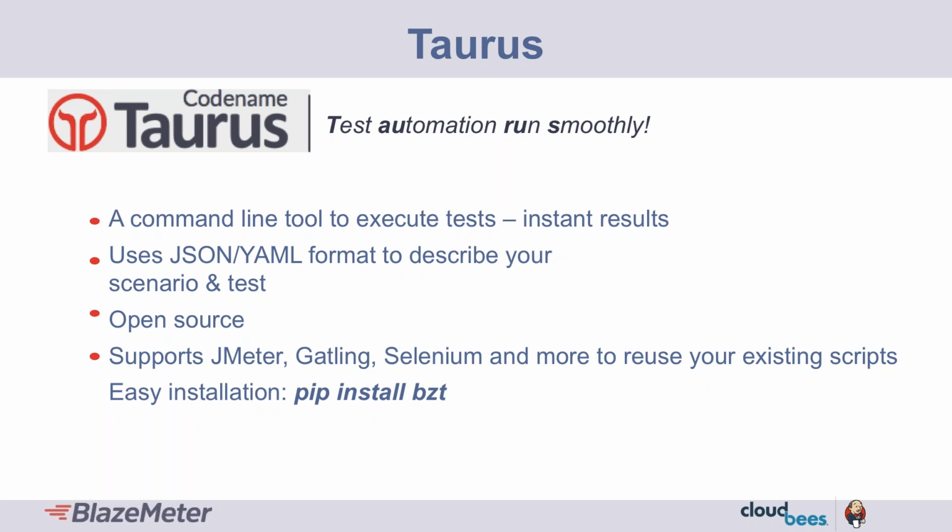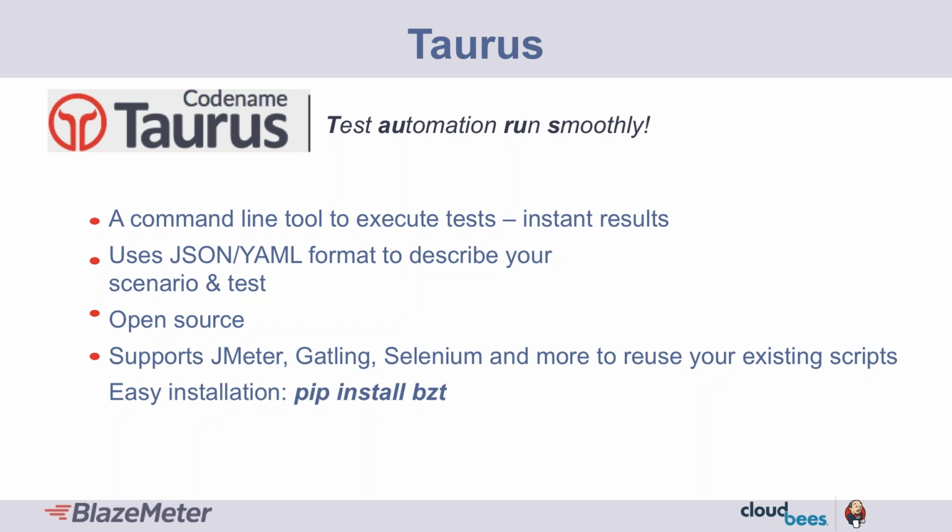As you can see, Taurus stands for Testing Automation Run Smoothly, and it's basically a command line tool. That's why it's very intuitive, very easy to use, especially for developers, QA engineers, and DevOps engineers, as you can simply run your performance tests from the command line, from your terminal.